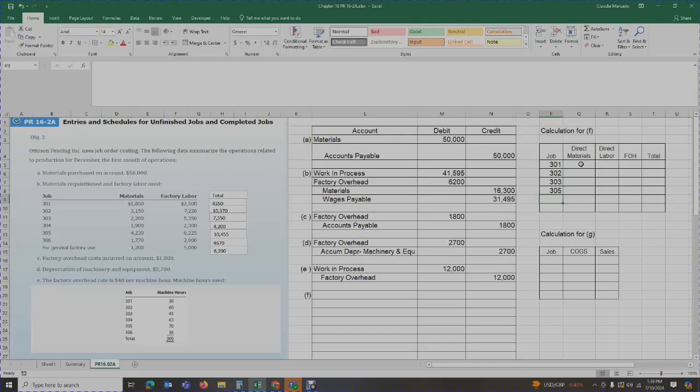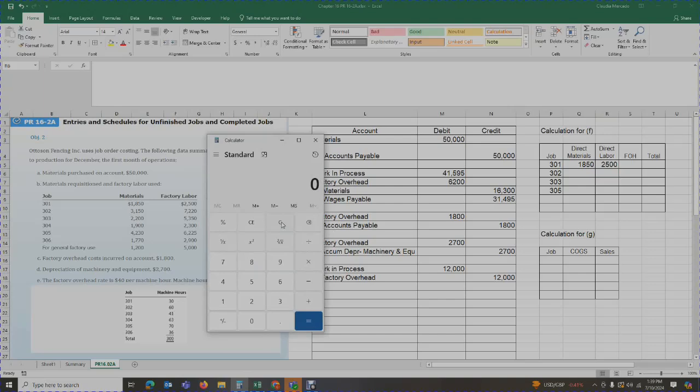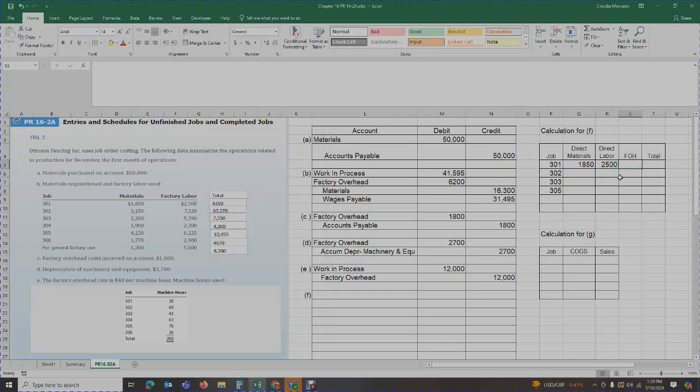How much did we spend in direct materials for job 301? We're going to look at the table over here, and we spent $1,850. Then we spent $2,500 in labor. And for the machine hours, we're going to get our calculator: 30 hours times the $40 rate. I spent $1,200 on machine hours, so that's on my overhead. And I'm going to get my sum.